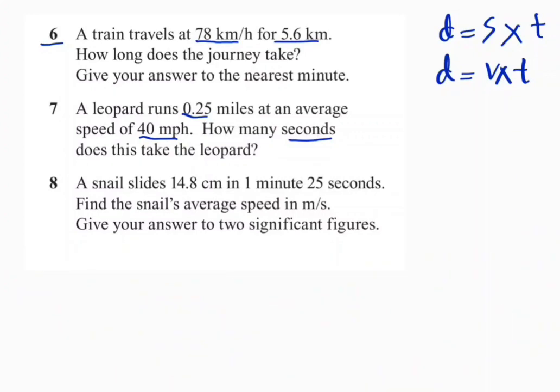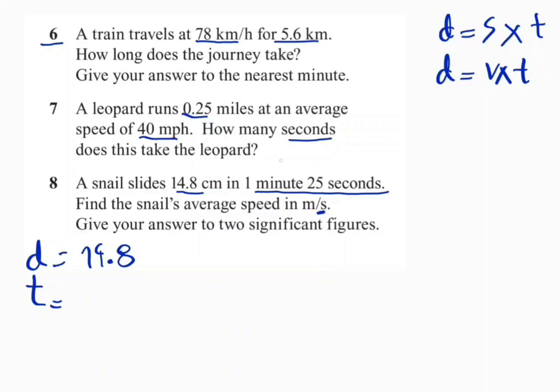And finally, the last question: a snail slides 14.8 centimeters in 1 minute 25 seconds. Find the snail's average speed in meters per second. Right, so we have the distance, which is 14.8, so we can always write down the information that we have, and the time is 1 minute 25 seconds. But since the question is asking for the average speed in meters per second, we need to use the time in seconds. So let's convert 1 minute 25 seconds to seconds.